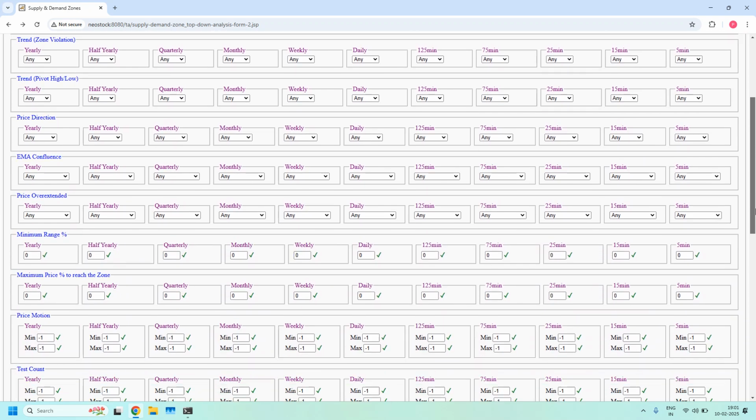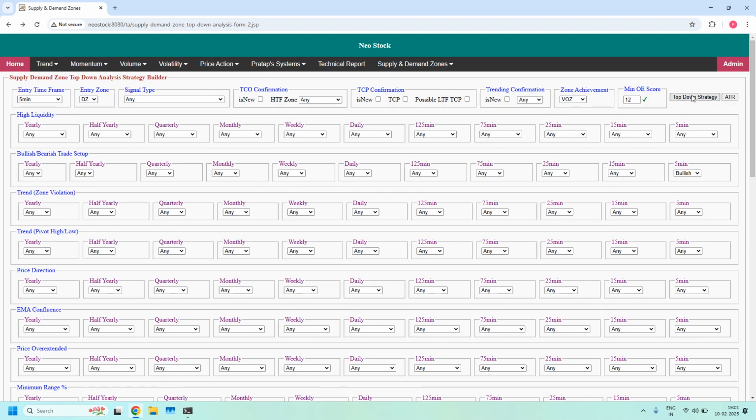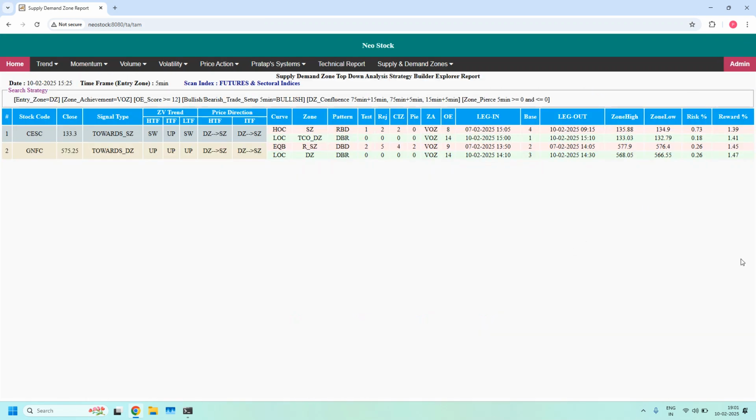And in the demand zone confluence, we should set 3 filters. First filter is already enabled, 5 minutes with the 15 minute zone confluence. Second filter, 5 minutes demand zone with 75 minutes demand zone confluence. Third filter, 15 minutes demand zone with 75 minutes demand zone confluence. With all the 3 filters, we got 2 stocks.